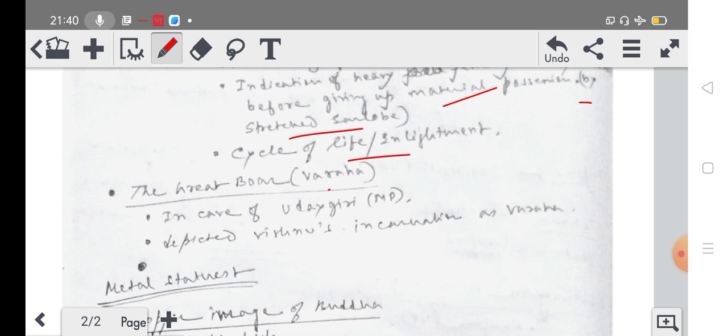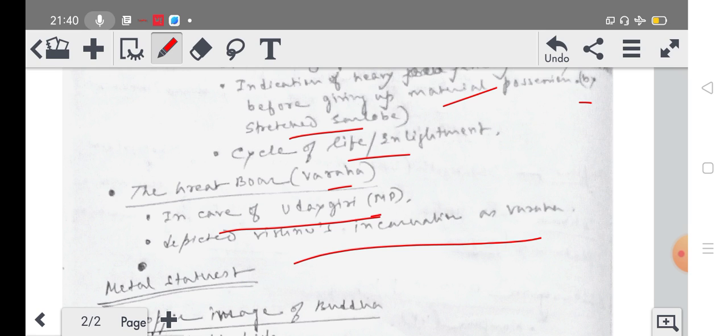The great boar Baraha. This Baraha is an incarnation of Lord Vishnu. We all know that. And this great boar, this Baraha statue, is found in the cave of Udaygiri, Madhya Pradesh. The Baraha statue is found in the Udaygiri cave of Madhya Pradesh, and it depicts Vishnu's incarnation as Baraha. Okay, that simple it is.